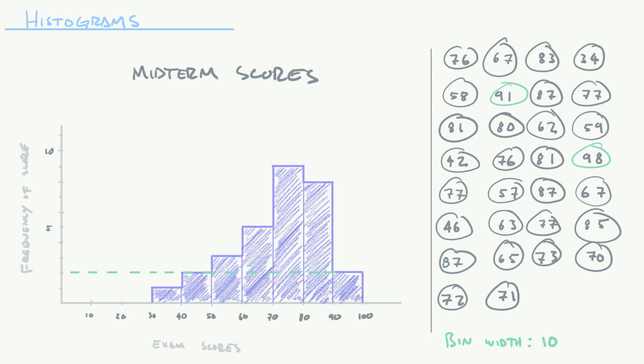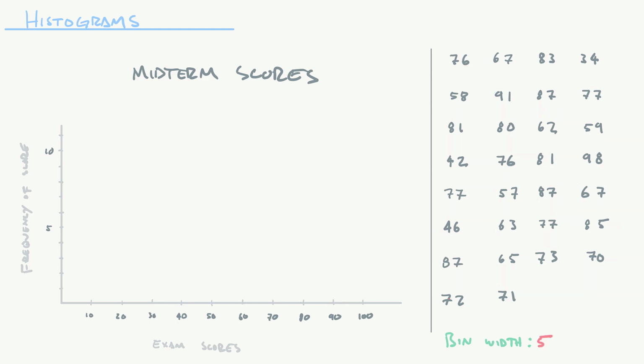What we could do for another example is, let's say we want to change the bin width to 5. Let's see how scores are distributed if we change the bin width to 5. So we'll start at the beginning, and I'll just point out that the only thing that I did so far is I changed the scale here.